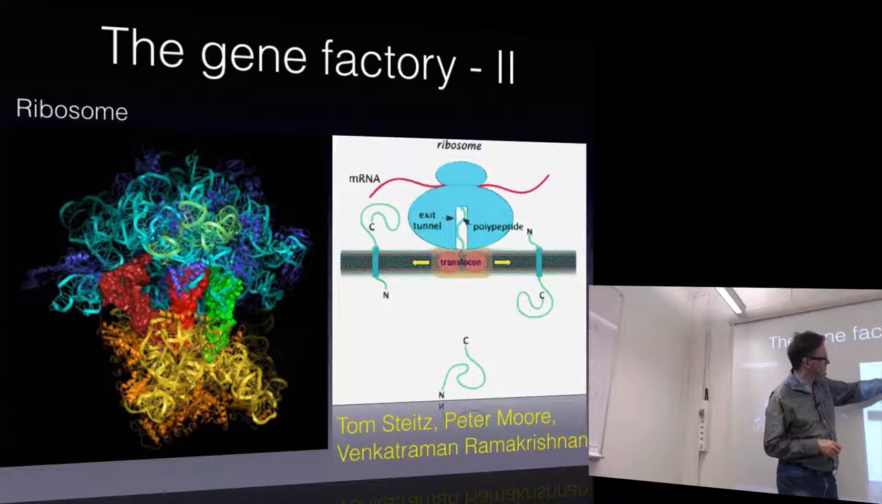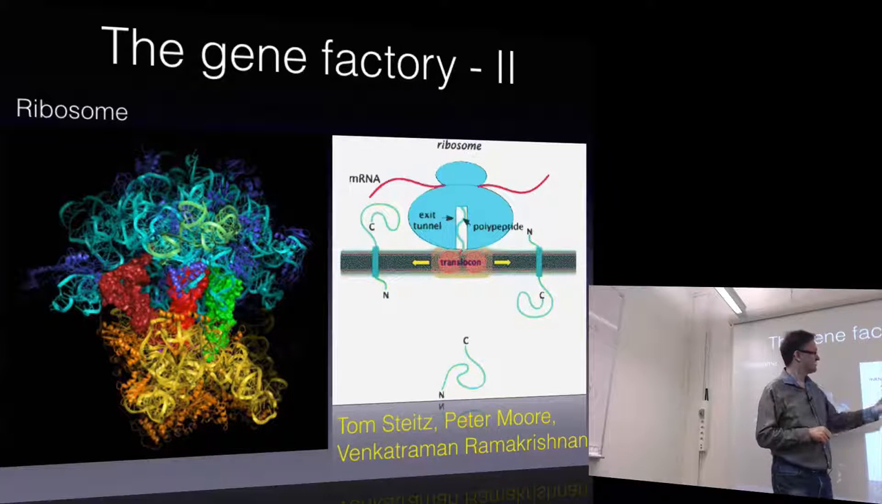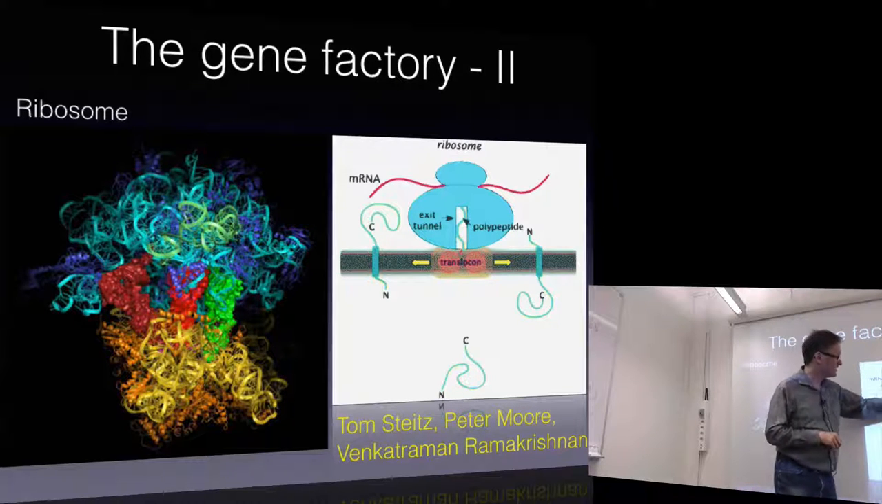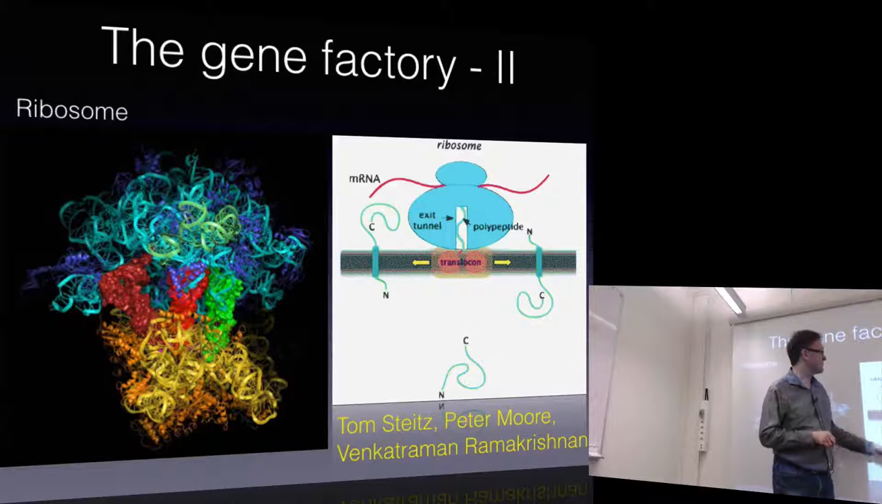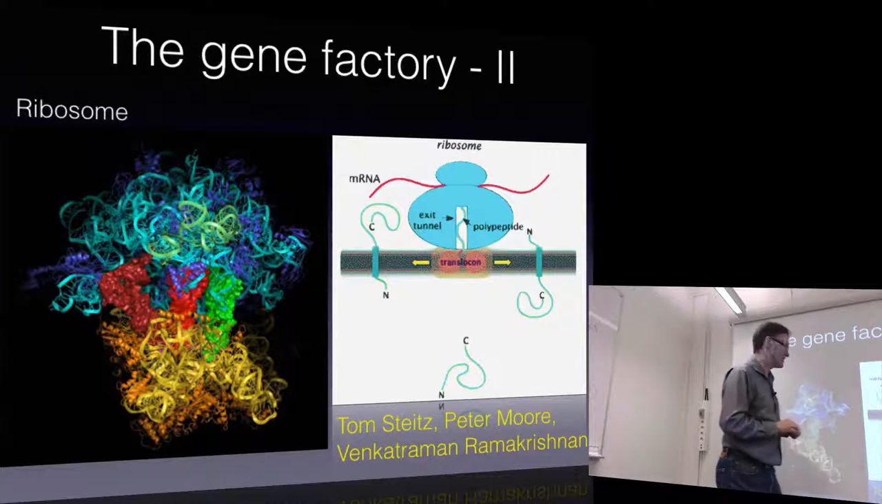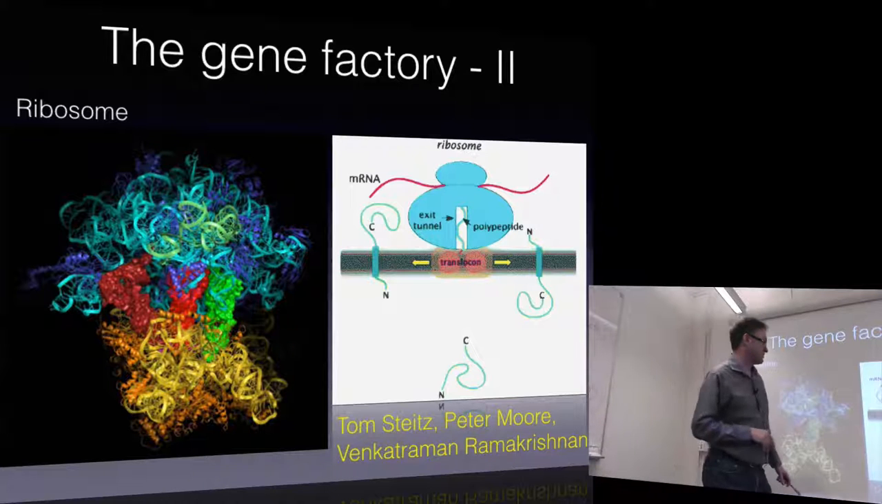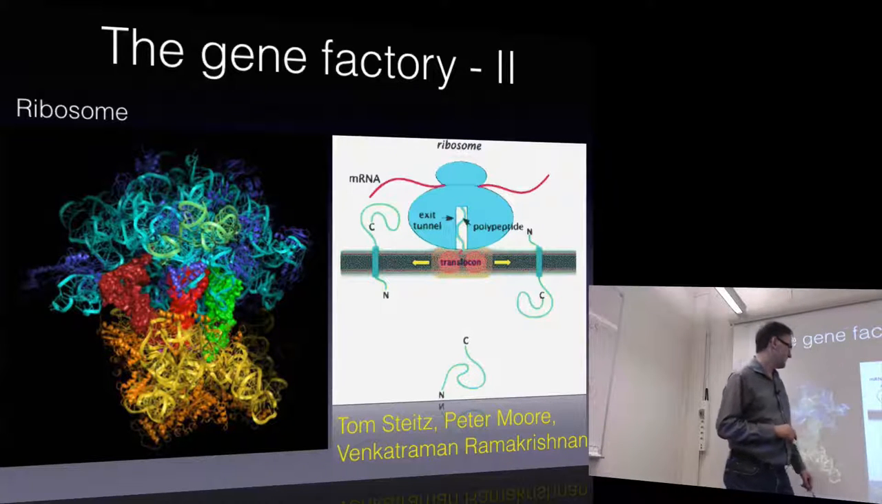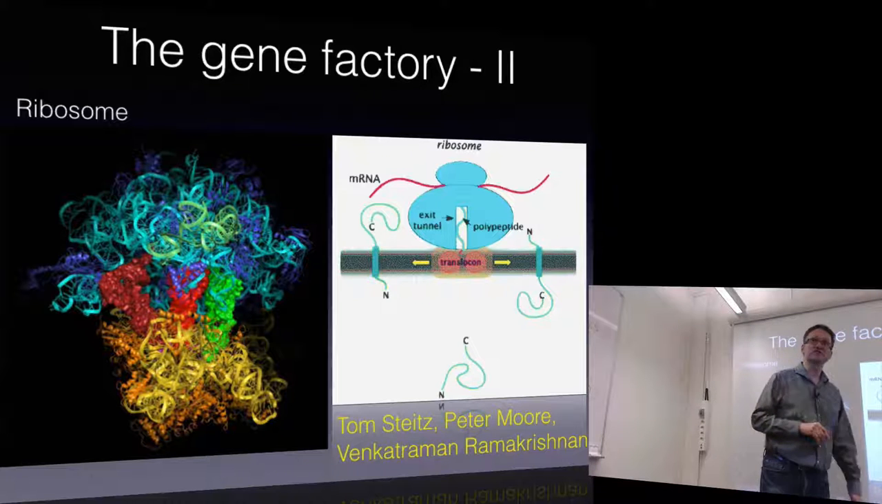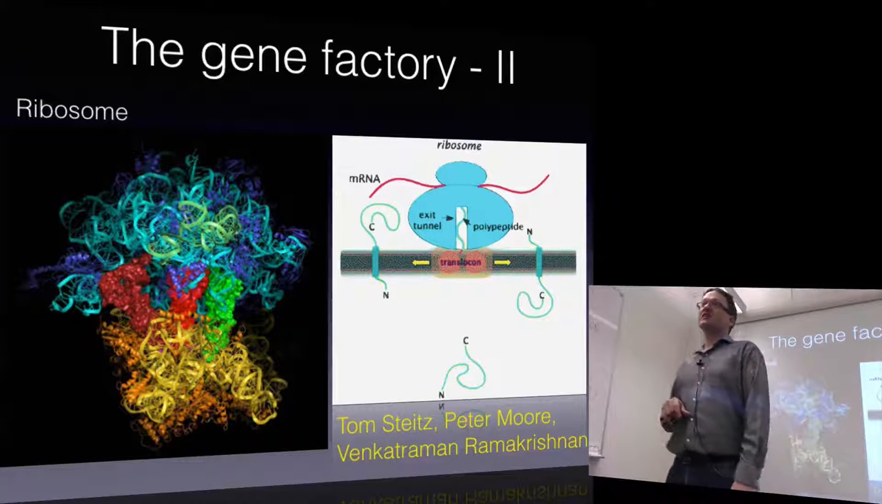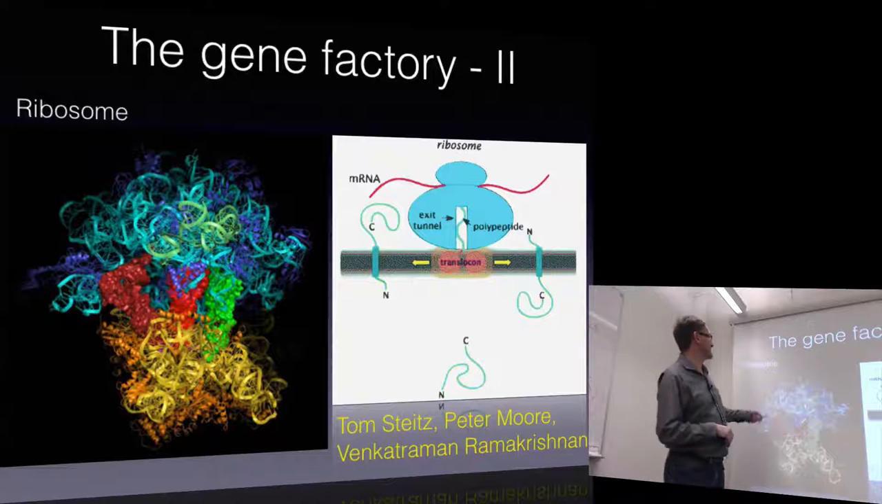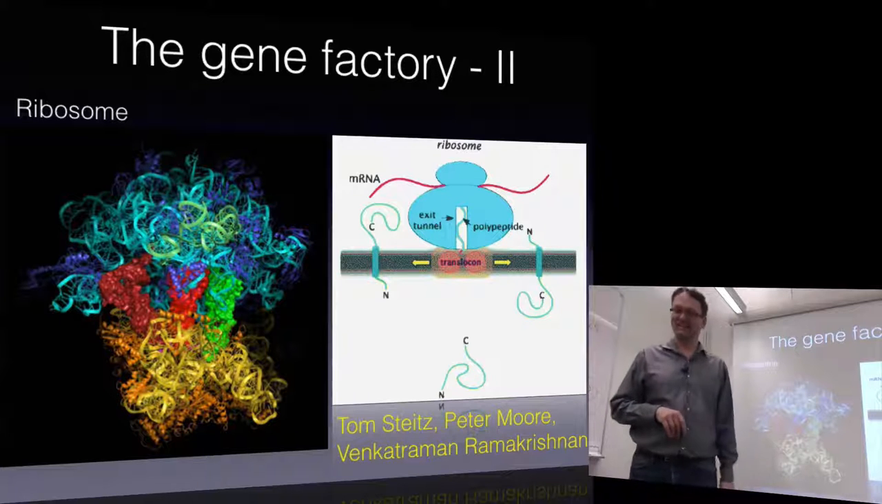And in this chain, proteins probably start to fold already, in the exit tunnel. But we don't know the details. Depending on whether it's a globular protein, it should just go out in the water. If it's a membrane protein, it should somehow go out in the membrane. I'll come back to that later. Three famous people, Tom Steitz and Peter Moore at Yale University, and Venki Ramakrishnan at LMB Cambridge, got the Nobel Prize in 2009. And this is fun because I had this slide before 2009.